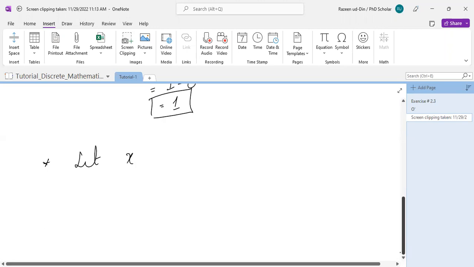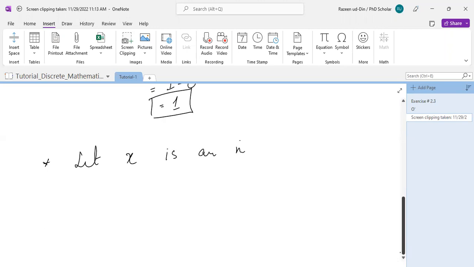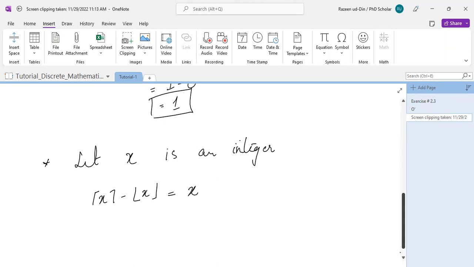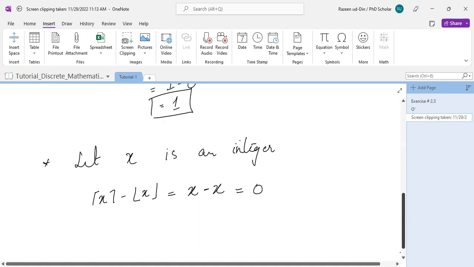Okay, so here is the second case. Let x be an integer. What does it mean? Now, ceiling of x minus floor of x equals, since x is an integer, its ceiling is equivalent to itself, minus, again, since x is an integer, its floor is also equivalent to itself, so x minus x gives us 0, hence proved.